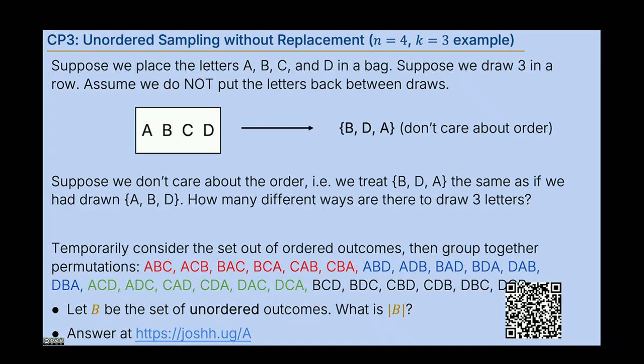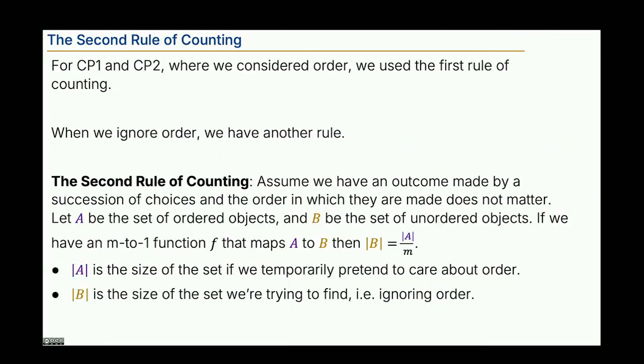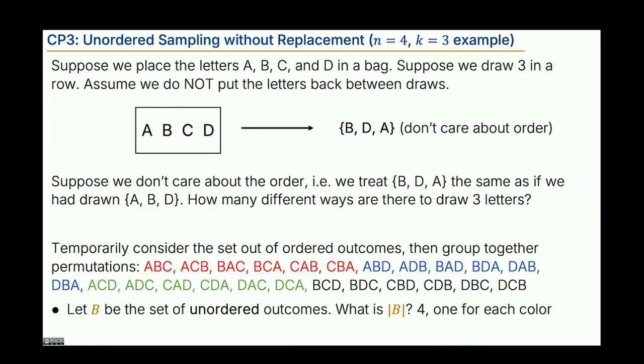Okay, here we go. Okay, so we are 90% correct that the answer is 4, and that is indeed the case. There are only 4 different possibilities. You could have drawn a combination of A's, B's, and C's, red. You could have drawn a combination of A, B's, and D's, blue, A, C's, and D's, green, or B, C's, and D's, black. Okay? And those are the only possibilities. So there's 4, 1 for each color. Okay? All right. So that brings us to the second rule of counting. Okay?